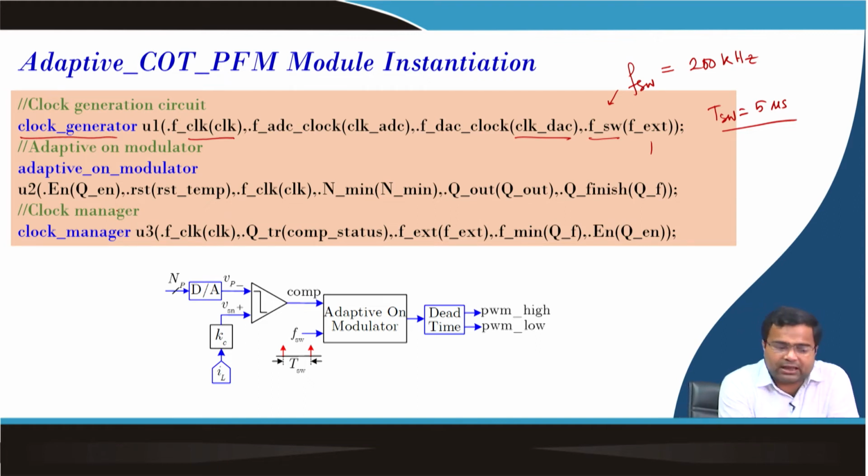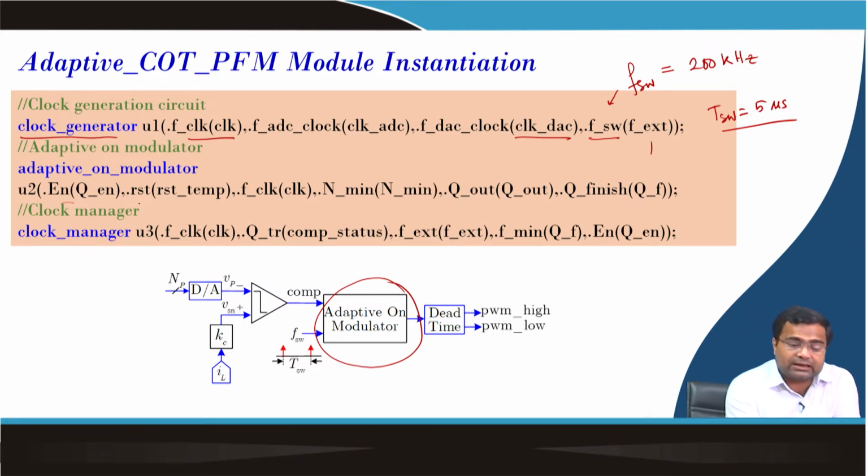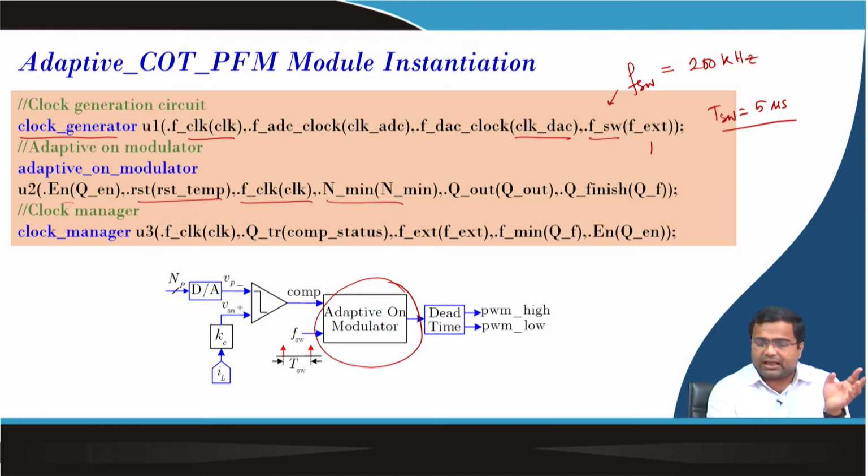The adaptive on-time modulator requires an enable signal, because we have discussed adaptive on-time inside, it requires enable, and it also requires a reset, that is the comparator output, which is clock synchronized in this case, and the high frequency clock is used to generate the minimum off time using this timer. And then the Q out, which is the output, consists of the on time followed by the minimum off time, and then this Q finish will be enabled.